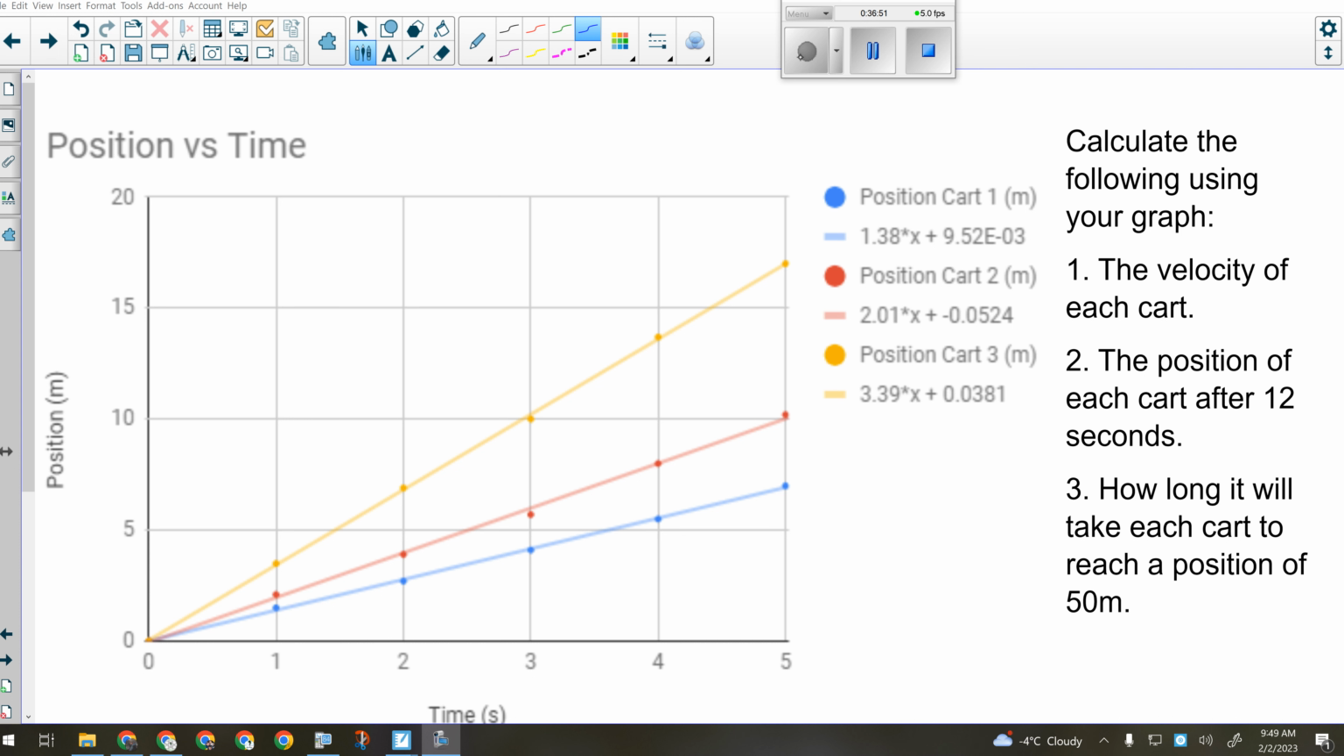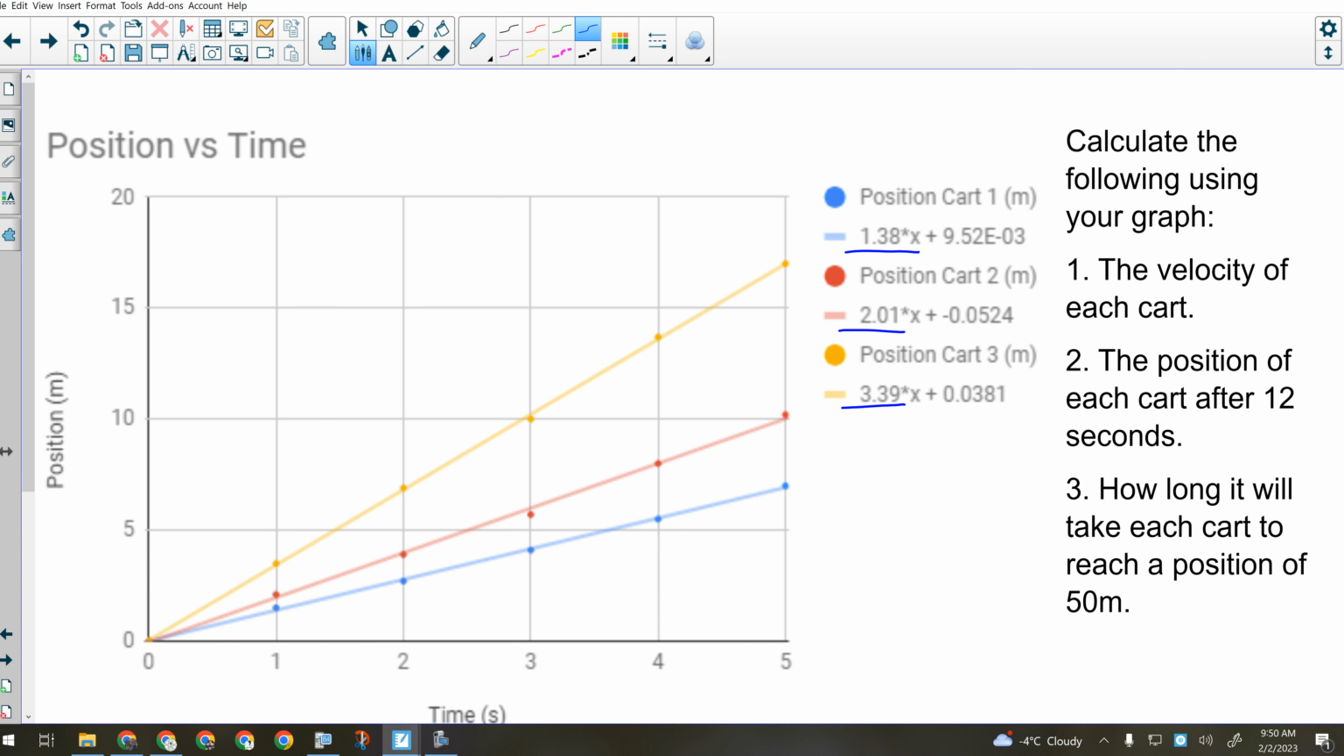All right, so for question number 1, what we need to analyze is that the slope of the line on this graph represents the velocity of the cart. So all we have to do is look at the slopes here, and we know that the velocity of cart number 1 is 1.38 meters per second, 2.01 meters per second for cart number 2, and 3.39, sorry, meters per second for cart number 3.